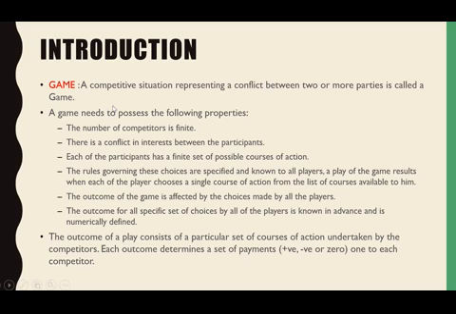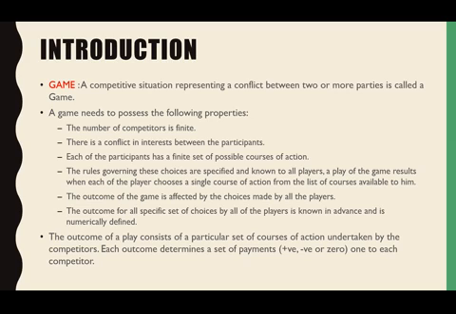So, if at all I have called something a game, then it should possess a certain number of properties, right? So, a game should have certain properties. We will have a look at what are the properties of a game. A game needs to possess the following properties. The first one, the number of competitors is finite. A finite number of players should be involved. There is a conflict in interest between the participants. Each participant should be interested in winning the game.